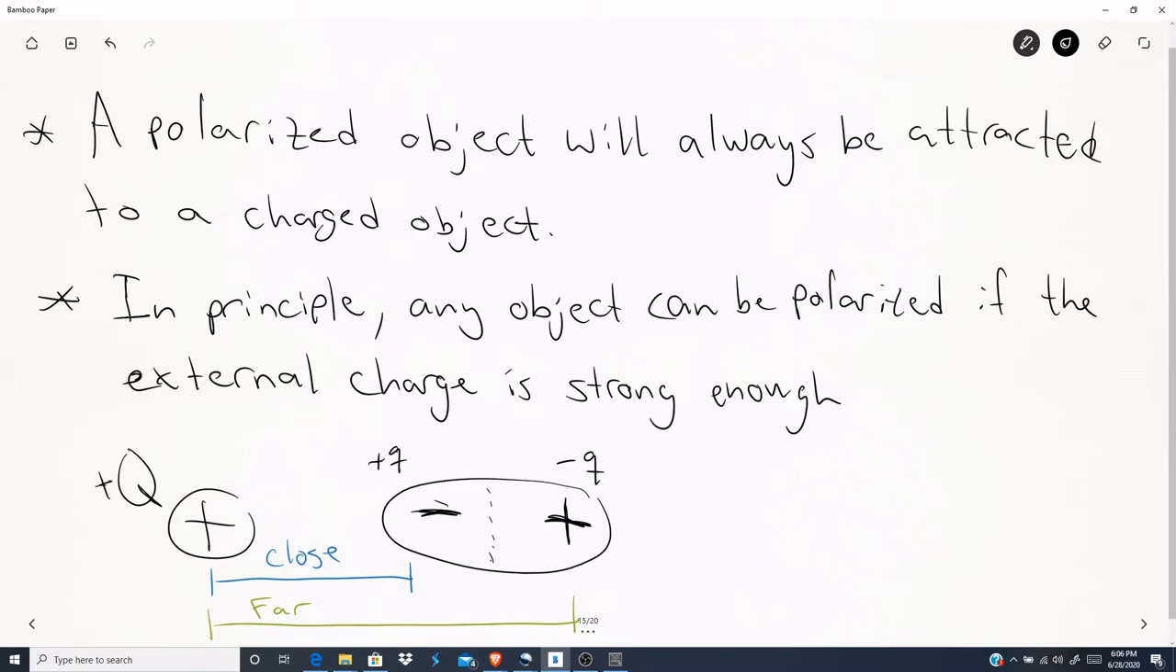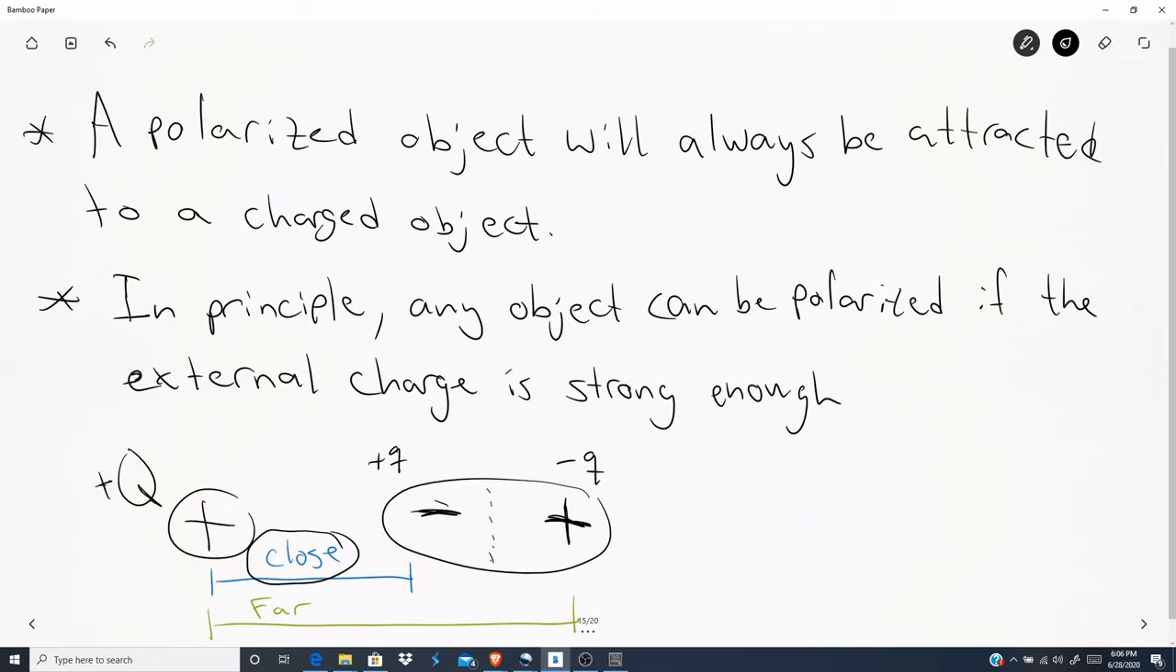However, this positive charge exerts a repulsive force on these positive charges. So part of the polarized object is attracted, and the other part is repelled. But the part that is attracted is closer. And because it's closer, the electrical force is greater.